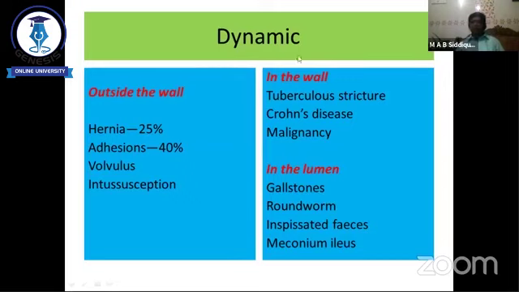But in your OSPE exam, it will not be elaborated like that. You must put your answer as the common things like adhesion, obstructed inguinal hernia, volvulus, intussusception. Sometimes they may ask for the three common causes of intestinal obstruction. You mention adhesion, hernia, volvulus, intussusception. If you write meconium ileus, impacted feces, roundworm, gallstone, these four things, you may not get any marks. It is right that these are causes of intestinal obstruction.